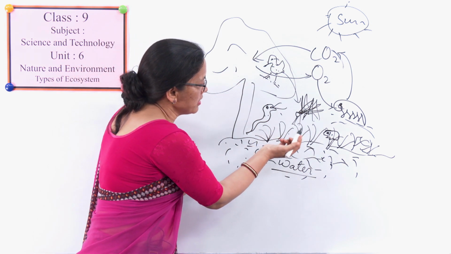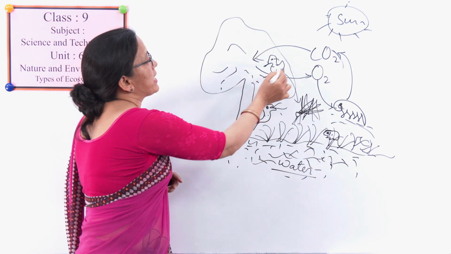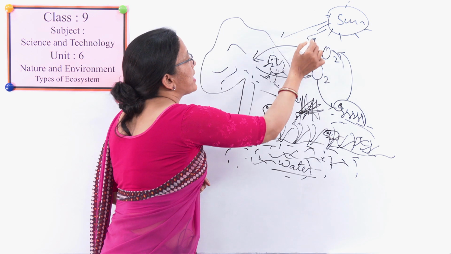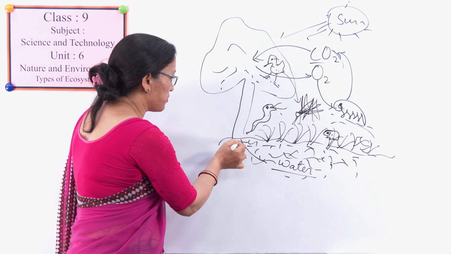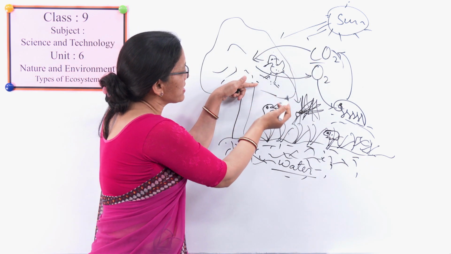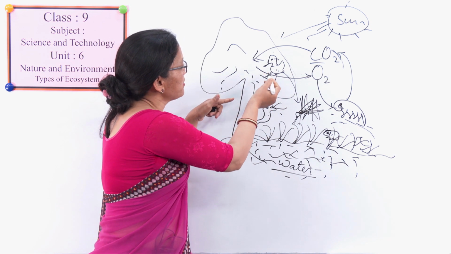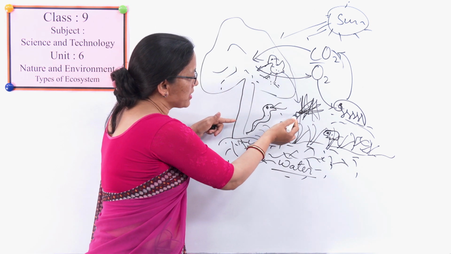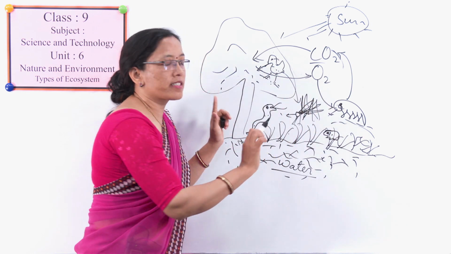So here, this plant is directly producing food by using sunlight, carbon dioxide, and water from the soil, and these plants are eaten by these birds, even the grasshopper, rat, etc.